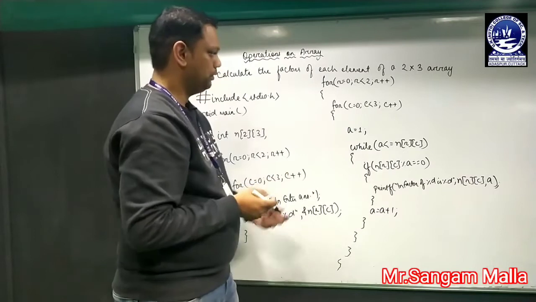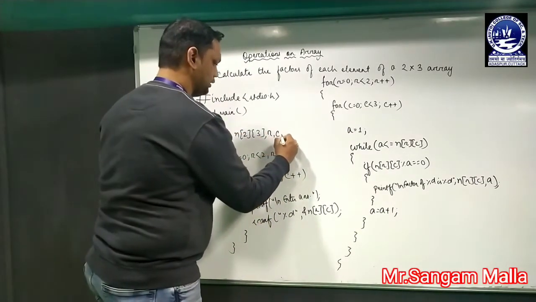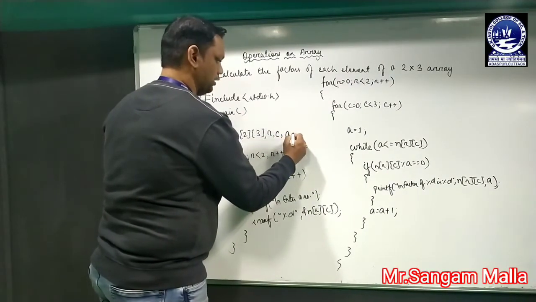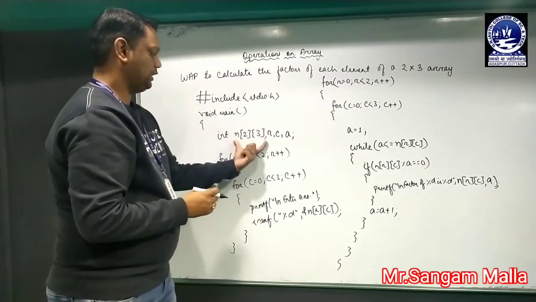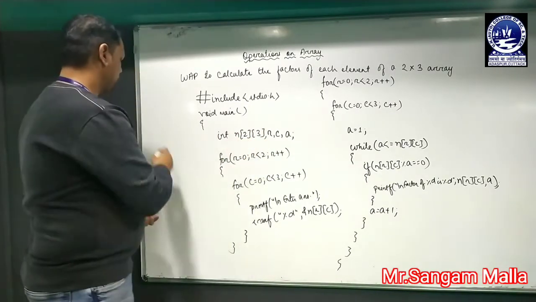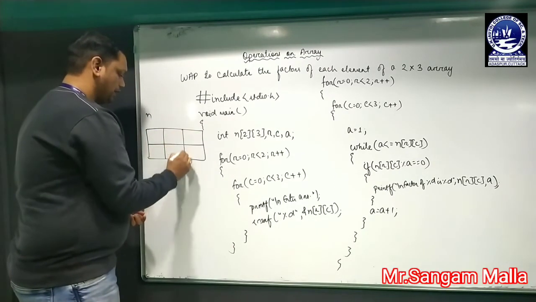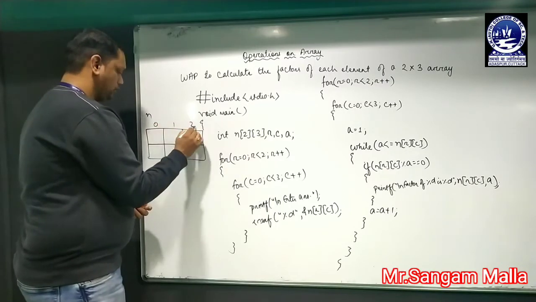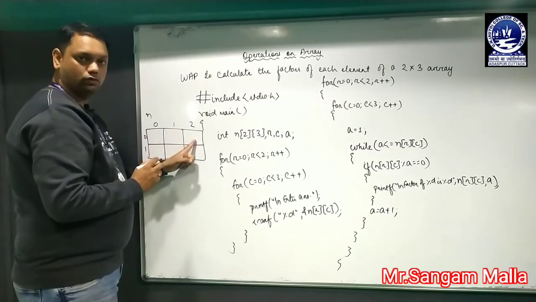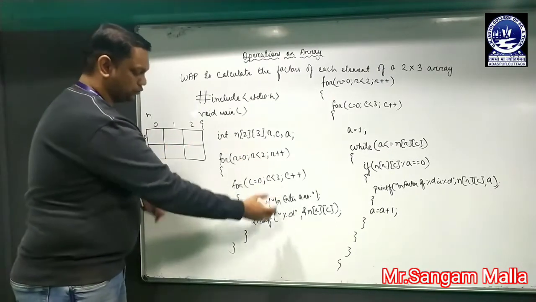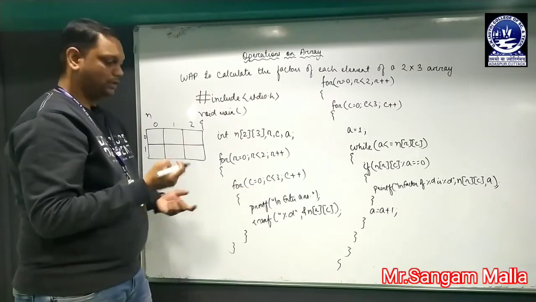So let's take an example. First of all we have taken the variables like r, c, then a. So these are the variables which we have taken. So let's say we have taken a 2 cross 3 array. That means n will have 2 rows and 3 columns. So we have the row index numbers as 0 and 1 and the column index numbers as 0, 1 and 2. So this loop is actually responsible to get the input from the user.